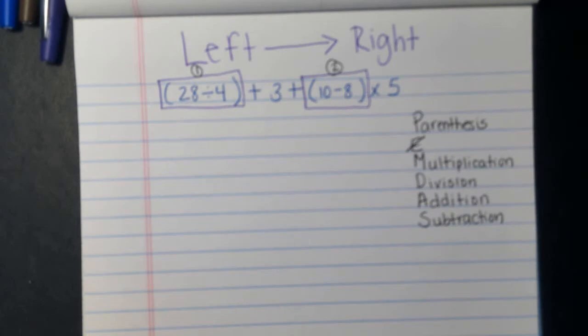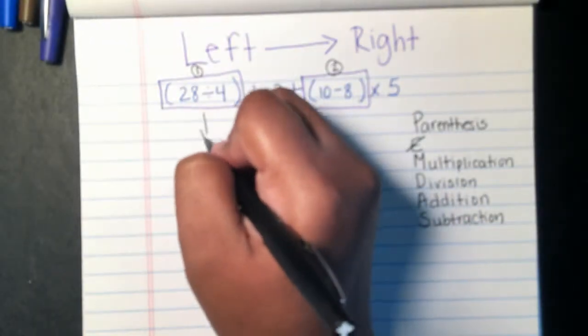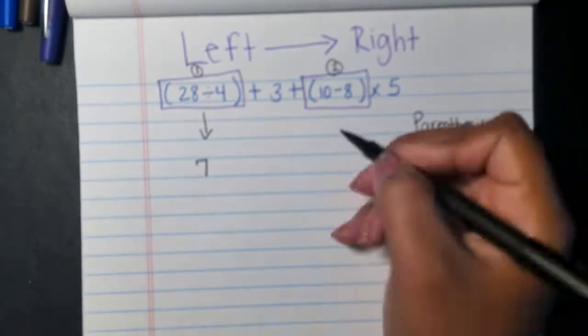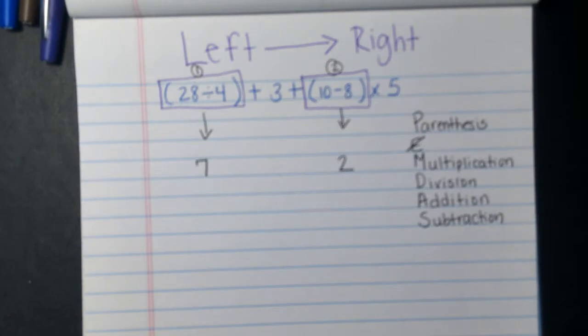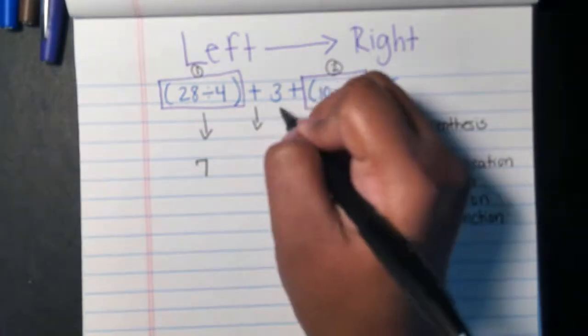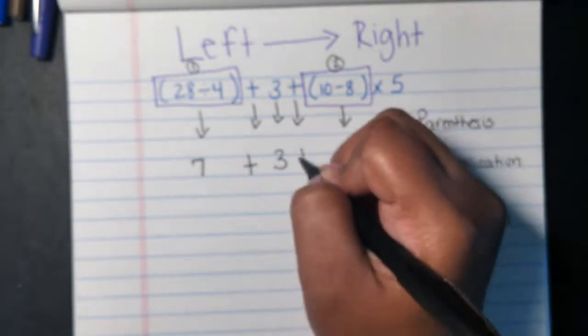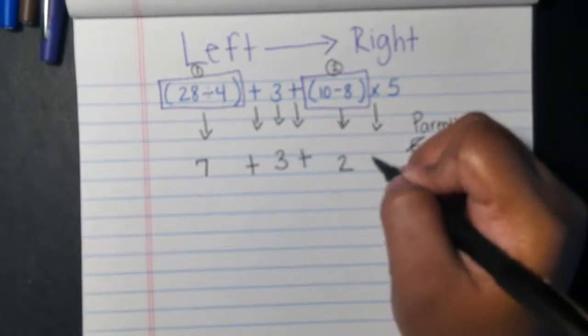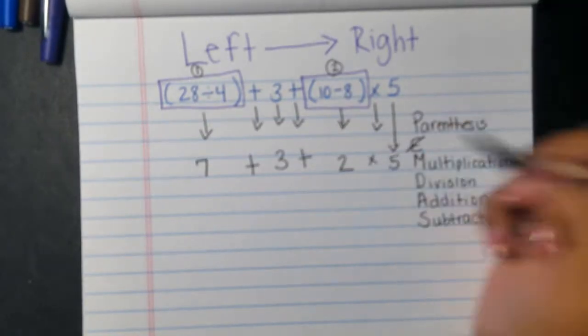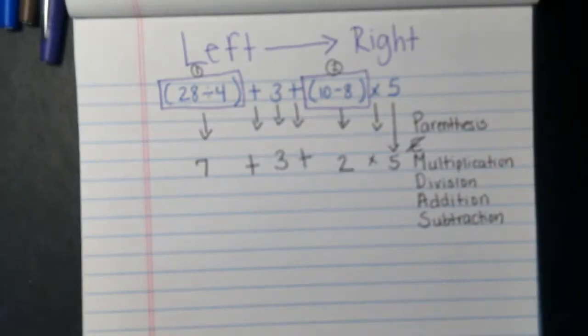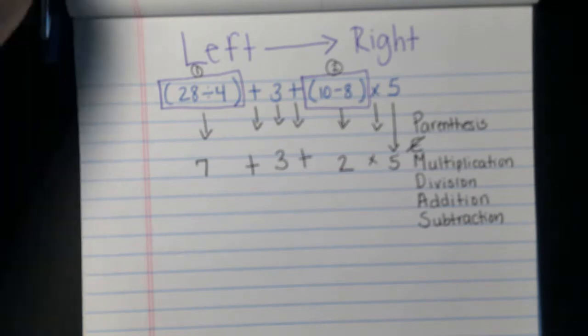So 28 divided by 4, okay? 4 times 7 equals 28. So 28 divided by 4 equals 7. 10 minus 8 equals 2. Okay? Now, everything else, I'm just going to drop it down. And this is simplifying our expression. So we have taken this very long expression and made it even simpler. Instead of having this long expression, now we just have this. And it's going to get smaller and smaller until we are left with one answer.